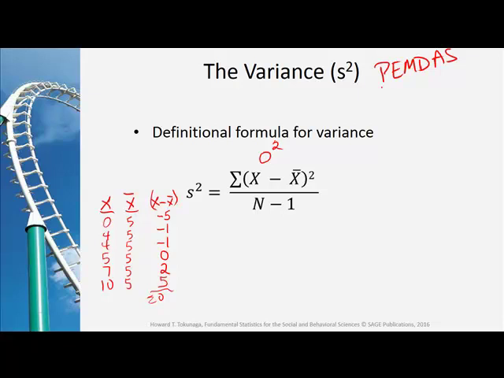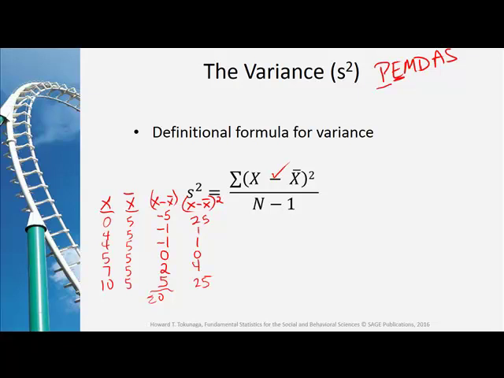Okay? PEMDAS, parentheses, which we did first, exponents. So we need to square this. X minus x bar in the parentheses squared. What's 5 squared? It's 25. 1 squared is 1. Negative 1 squared is 1. 0 squared, still 0. 2 times 2, 4. 5 times 5, 25.